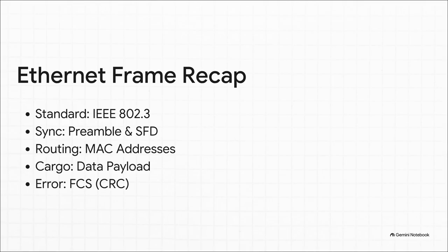The standard is IEEE 802.3. That sets the rules. The sync is handled by the preamble and SFD, waking up the receiver. Routing is dictated by those physical MAC addresses. The cargo is the payload, capped at 1,500 bytes. And finally, the error check is the FCS, using CRC math to catch any electrical corruption.